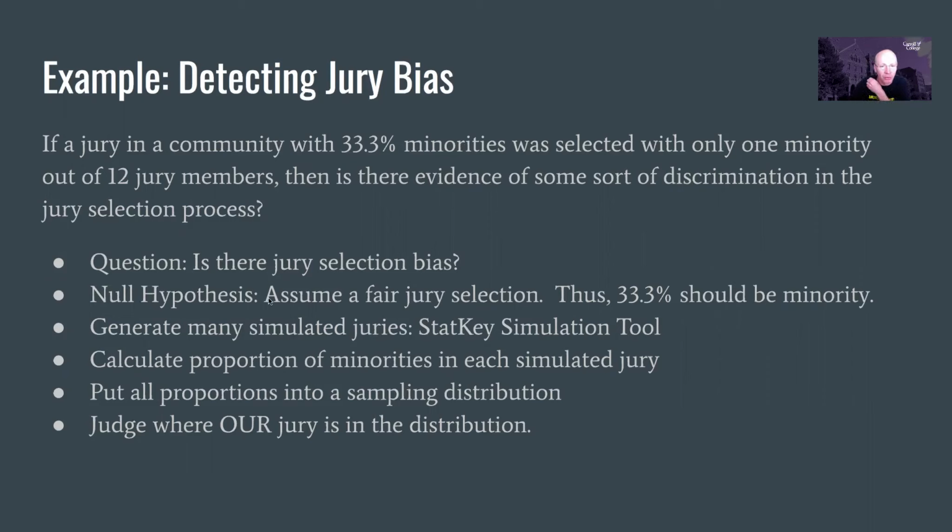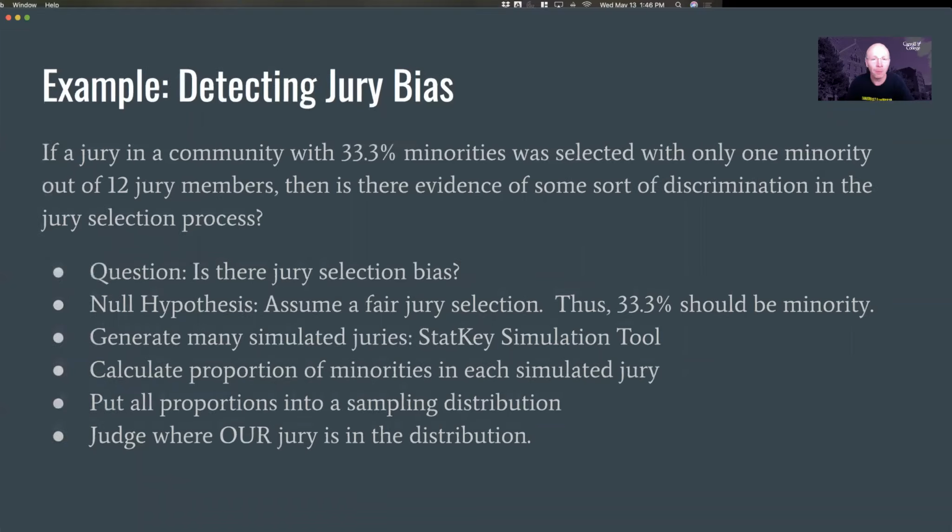The null hypothesis is, you always have to think about the null hypothesis as a statement that nothing weird's happening. So in this case, if I assume nothing weird's happening, then I assume 33.3% of our juries should be minorities. So a 12-member jury should have 1/3 minority. That's going to be our null hypothesis. Then we're going to use the StatKey tools to generate many random simulations.